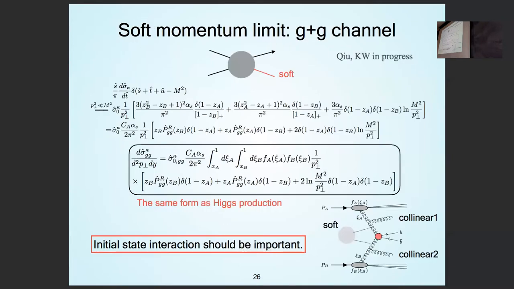So what's the relation between the integration variable and the momentum fraction? It's a longitudinal momentum fraction. Yeah, this is the momentum fraction, right. Let's say this gluon has a momentum fraction of x. So the z is c over, c divided by x. Yeah, I have to dig out my notes.